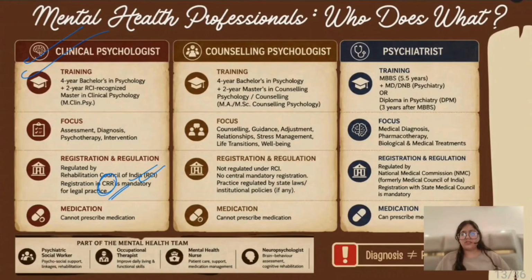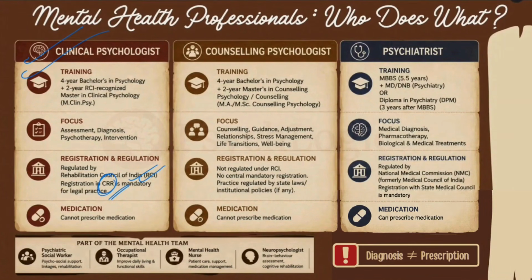Okay, counseling psychologists deal more with life difficulties, not the severe psychological disorders, but life difficulties like relationship problems, stress, adjustment issues, grief, self-esteem issues, things like that. Then come psychiatrists. They have a totally different journey altogether. They are medical doctors with MBBS, MD training. They prescribe medication. They have the ability to diagnose as well as prescribe medication like antidepressants, antipsychotics, anxiolytics, mood stabilizers, things like that. Remember, diagnosis is not prescription. Psychiatrists can do both.